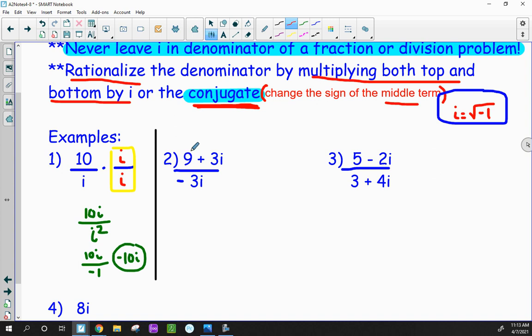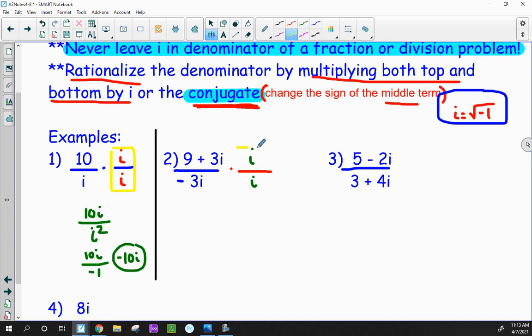Question 2. 9 plus 3i divided by -3i. Again, focus on the bottom. This is one term. It is -3i. We want to get i off the bottom. So what we're going to do is the same thing we did in number 1. We're going to multiply the top of this problem and the bottom by i.